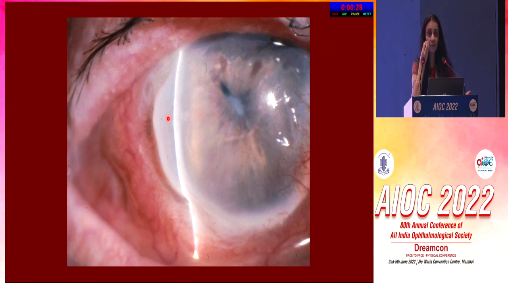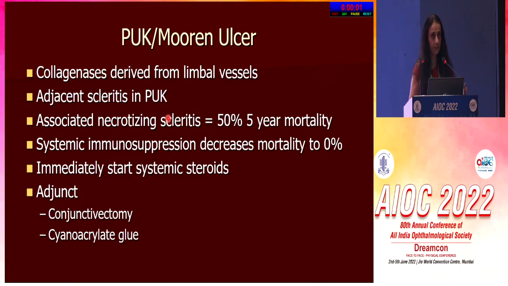Typically, you get ulcers in the center of the cornea because that is avascular and it cannot fight infections. Here, you have an ulcer in the periphery. You shouldn't get ulcers in the periphery because your limbal vessels should protect you. If you get an ulcer, especially this overhanging ulcer, that should tell you that you have inflammation coming from the periphery, from the limbal vessels, and that tells you that this is probably PUK or Mooren's.